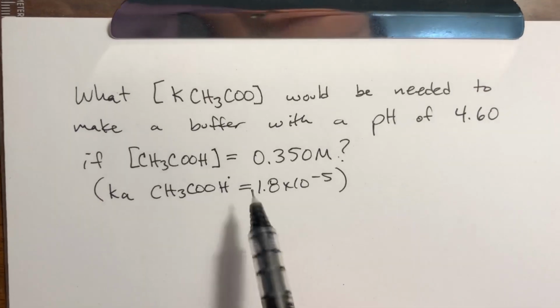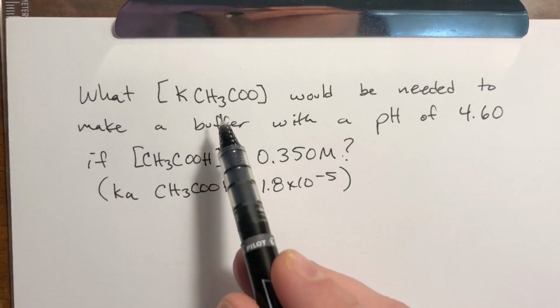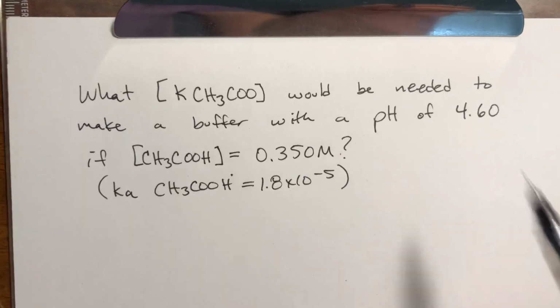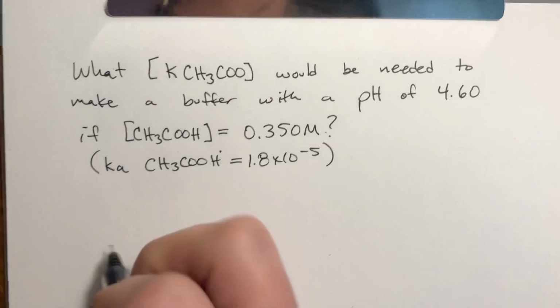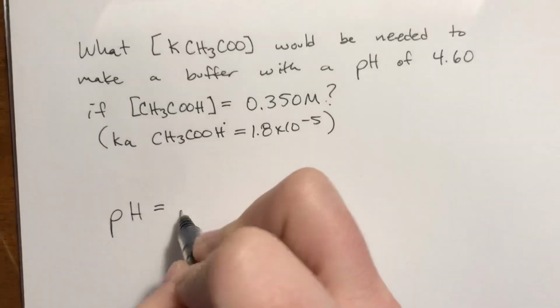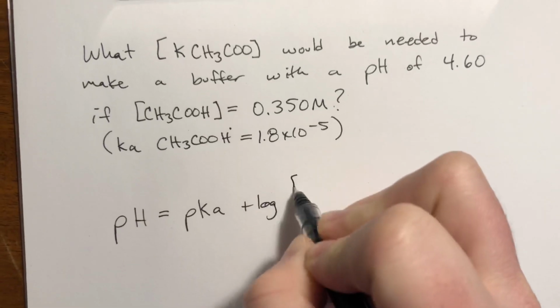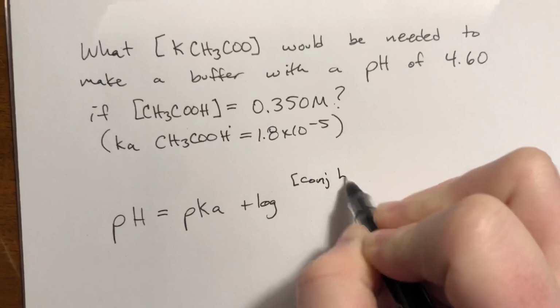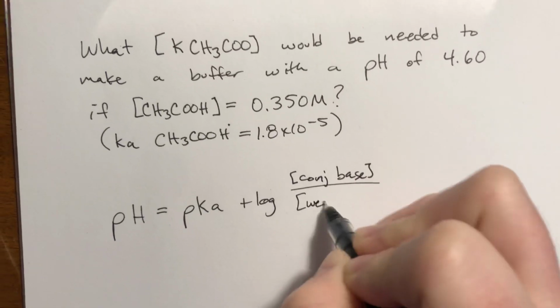And we know we have a concentration of the acetic acid of 0.35. We want to know how much of the conjugate base we need to add to get a pH of 4.60. Well, the Henderson-Hasselbalch equation, this is a weak acid, so this is the correct equation to use, is pH equals pKa plus the log of the concentration of conjugate base divided by the concentration of weak acid.